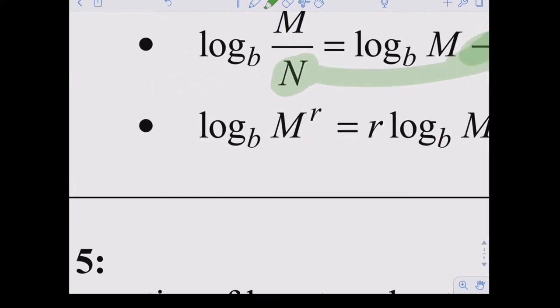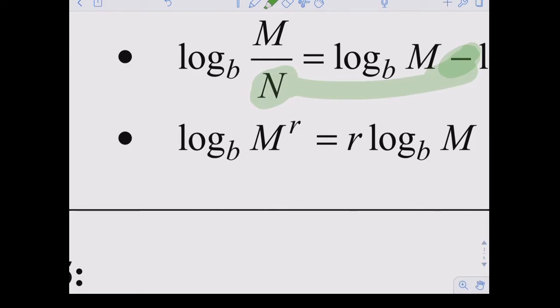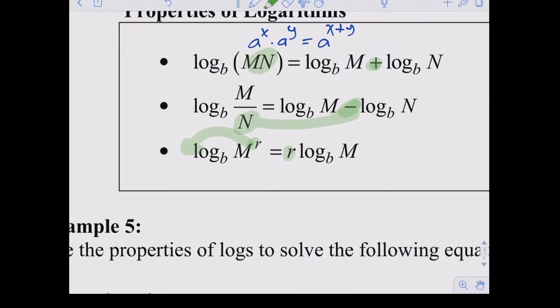And here's the one that turns exponentiation into multiplication, which we've already seen. The log of something raised to a power r, the r will come out front, and it becomes multiplied. So what a log does is it linearizes essentially an exponential function.